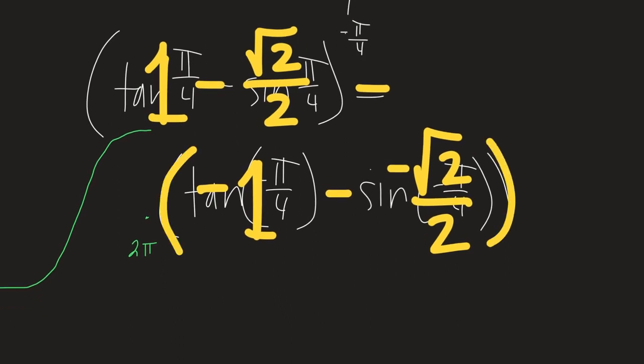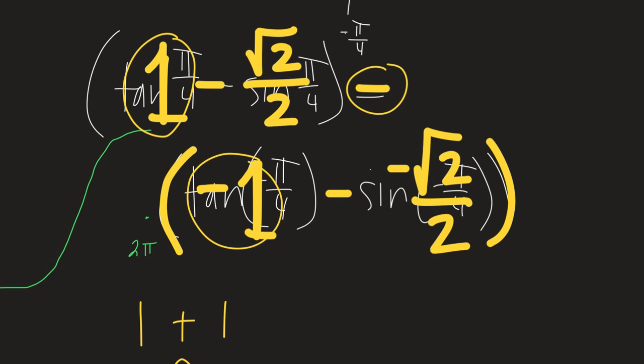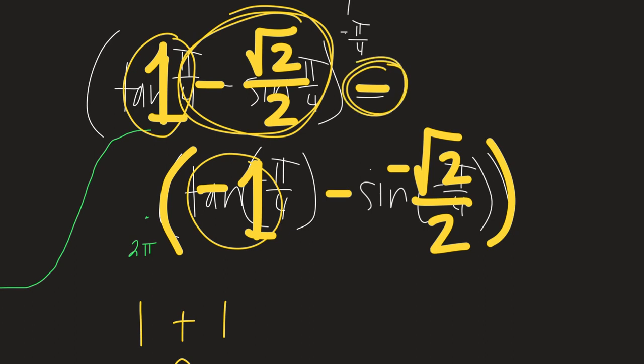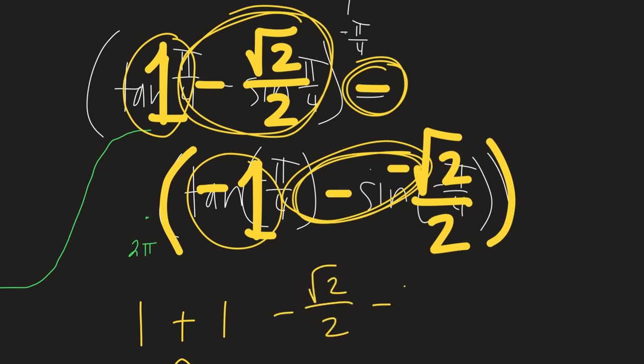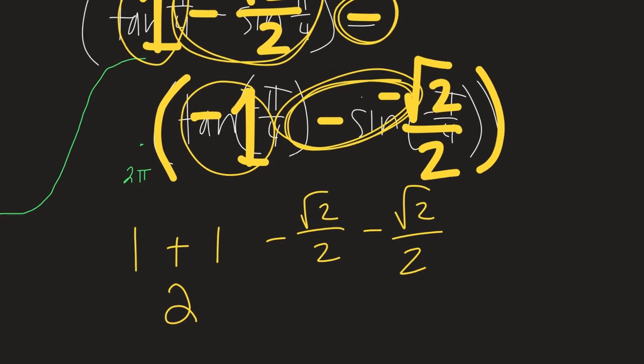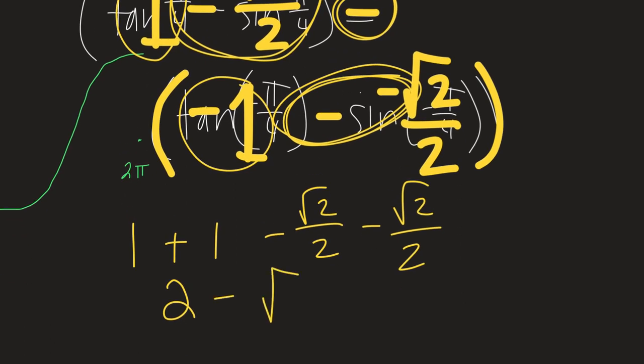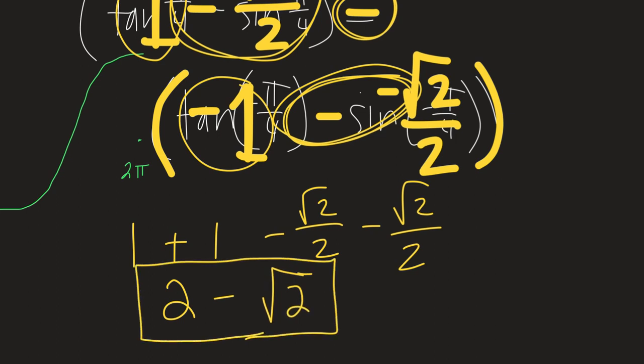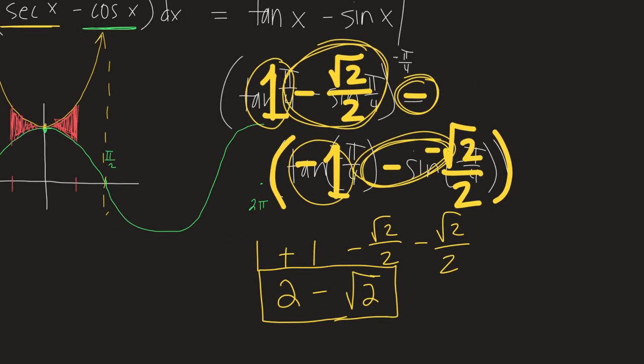So let's do some subtractions, shall we? Yes, we shall. So I have 1 minus negative 1, which is the same as 1 plus 1, which is 2. And then I have negative root 2 over 2 minus a positive root 2 over 2. So I have negative root 2 over 2 minus root 2 over 2, which is how much? Well, that's just negative 1 whole entire root 2 over 2. So your answer is going to be 2 minus root 2 for the area between these two curves.